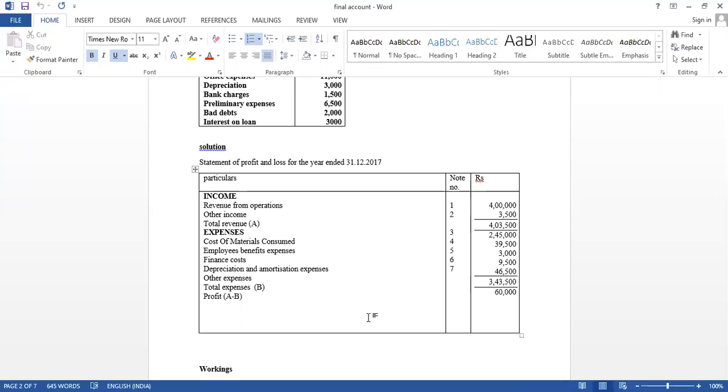And cost of materials consumed total amount is 2 lakh 45,000. Employee benefit expenses total is 39,500. Finance cost amount is 3,000. Depreciation and amortization total is 9,500. And other expenses total is 46,500. Then we total the expenses. Now we get the profit, the difference between the total revenue and total expenses. We get 60,000 as a profit. Thank you.